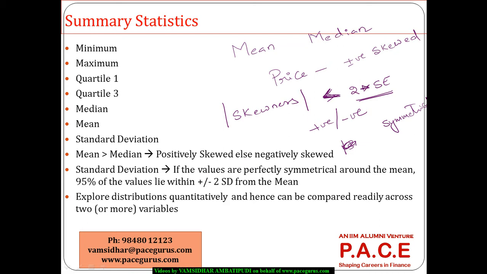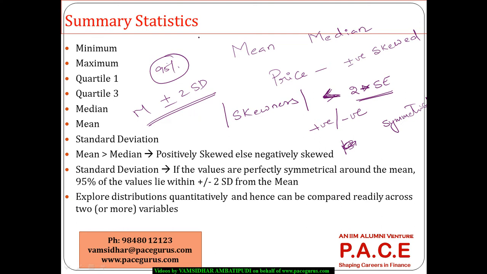And if the data is symmetrical, we have already said 95% of the observations, 95% of the values will lie between mean plus or minus 2 standard deviations only. Very, very rare chance that a particular value will fall outside the 2 standard deviations limit of the mean.